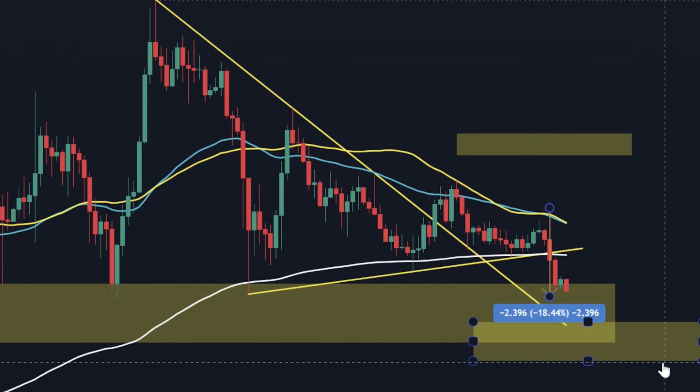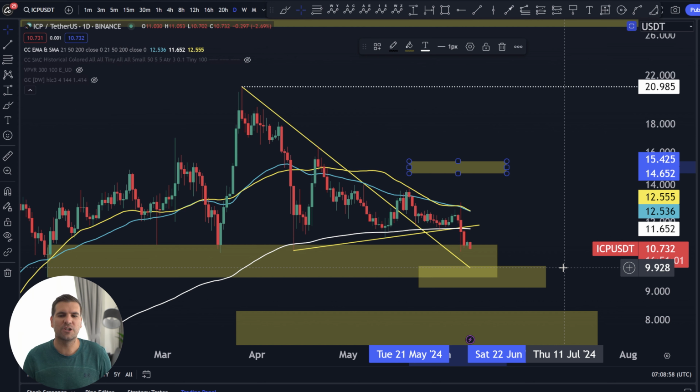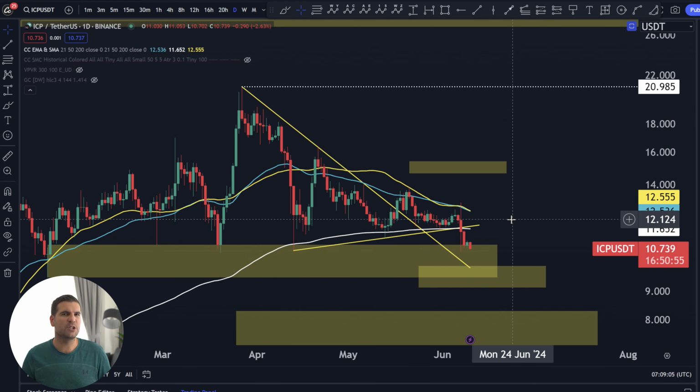ICP has fallen by 18.44%, invalidating that idea of surging up towards $14.65 and $15.42. In today's video, we are going to be jumping down into the technical analysis on Internet Computer, sharing my thoughts and opinions and my short to medium term price prediction on ICP. Guys, let's roll the intro and get right down into it.